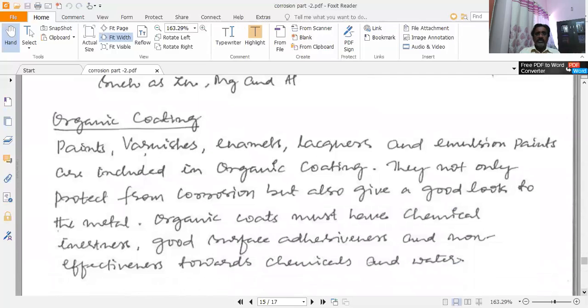Next, coming to organic coating. In organic coating, we use paints, varnishes, enamels, lacquers, and emulsion paints. They not only protect the base metal from corrosion but also give a good look to the metal. Organic coatings must have chemical inertness, good surface adhesiveness, and non-effectiveness towards chemicals and water.